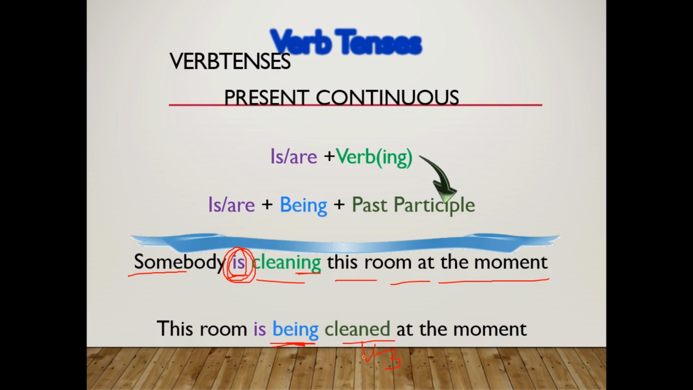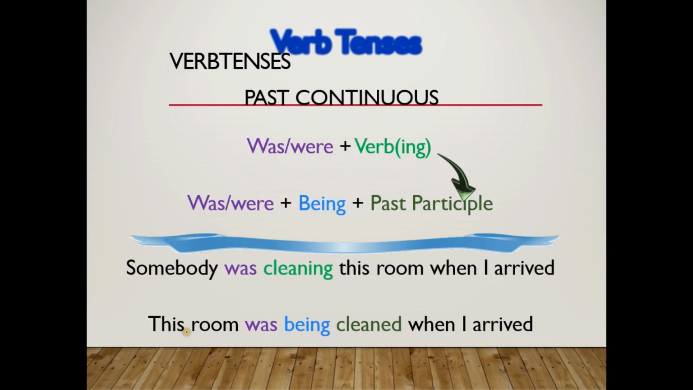Is that clear? Once again, somebody is cleaning this room. Move this room to the front. This room is being cleaned. Remember, being. There is ing, so after the be, you have to follow with being plus verb 3. Okay? Next.